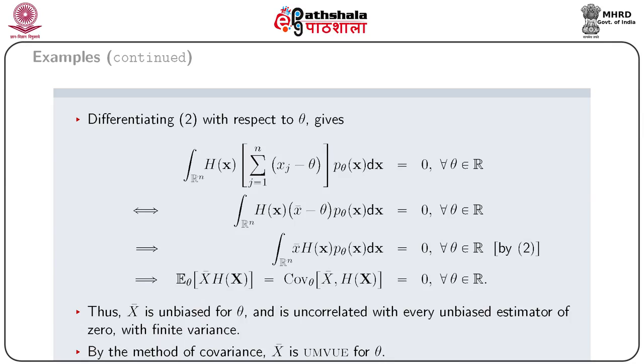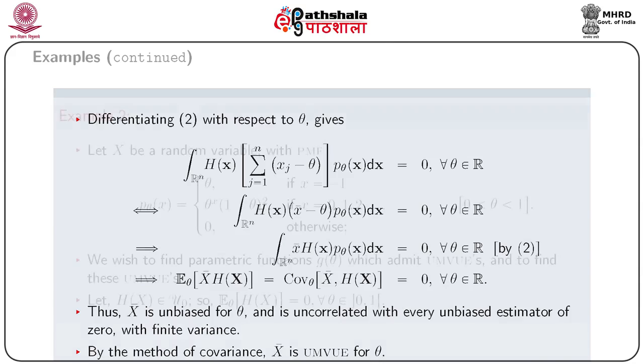Also, the expectation of X̄ is equal to θ for all θ. Hence, X̄ is an unbiased estimator of θ which is uncorrelated with every unbiased estimator of 0. By the above result, X̄ is the UMVUE of θ. Next, we consider another example.